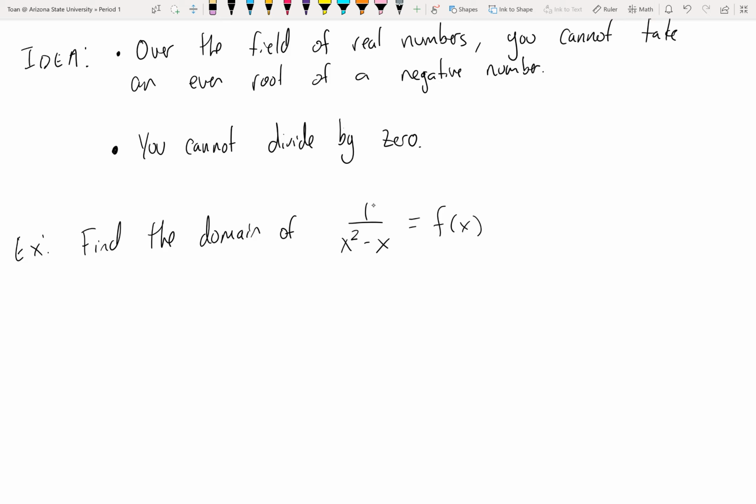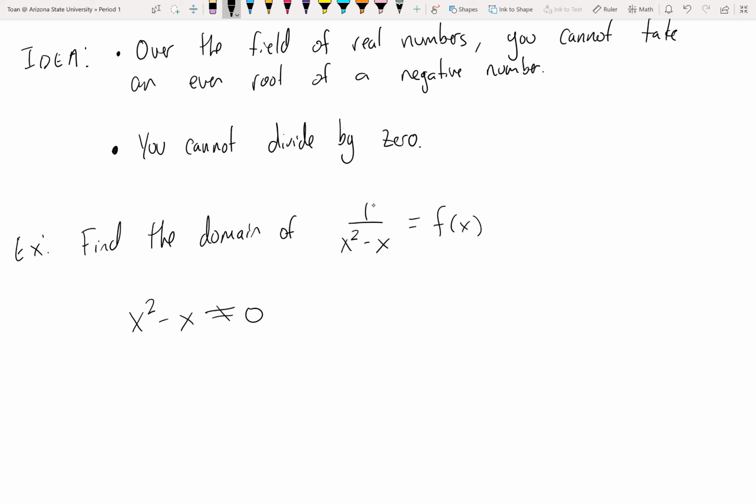So what I'm going to do is write down what I don't want. What is it that we don't want? We don't divide by 0. We don't want the denominator to be 0, right? That's what we'll literally write. So I'm going to write down x squared minus x, which is the denominator. I don't want it to be 0.